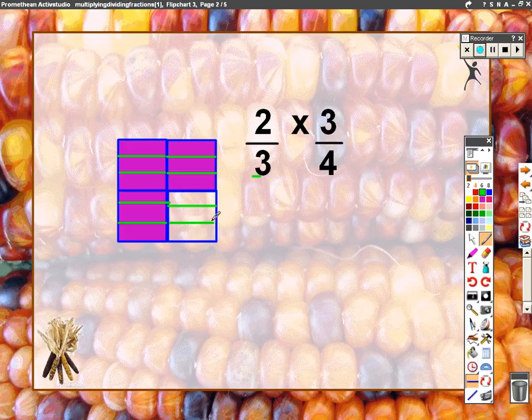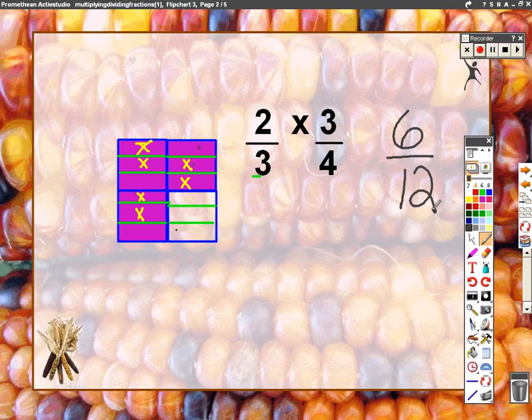Now, if you were paying attention, you remember that the 2 tells me that I'm going to eat 2 out of every 3. So I'm going to eat this slice, and I'm going to eat this slice, but I'm going to leave that for somebody else. I'm going to eat this slice and eat this slice and leave this for somebody else. I'm going to eat this one and leave this one alone. I ate 1, 2, 3, 4, 5, 6 slices. 6 out of 12 slices. And now we could reduce this, but we're going to leave it alone for right now.